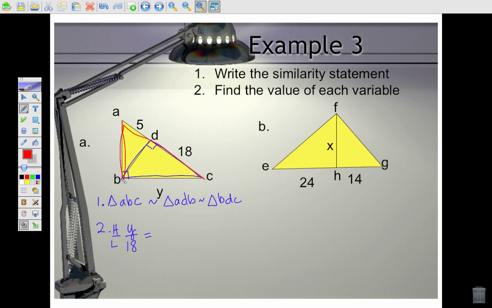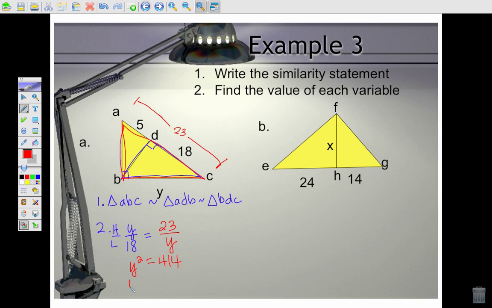Okay, so now I want to do the same thing. I want hypotenuse over long again. I'm going to look at the whole triangle. So this big outside triangle, and I want hypotenuse over leg again. So this hypotenuse is 23. So I'm going to put 23 over the long leg of the red triangle is y.